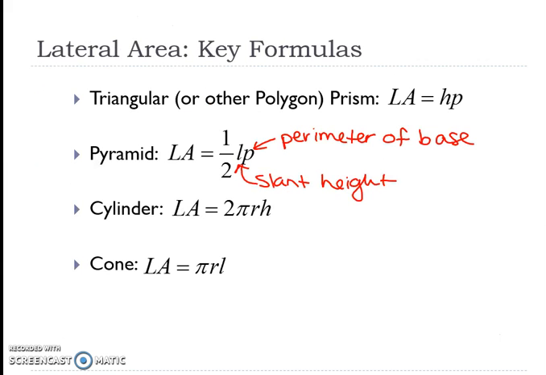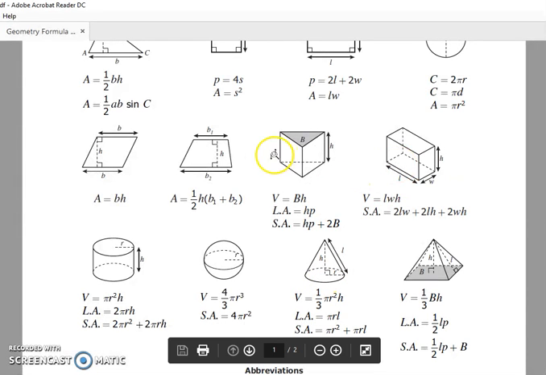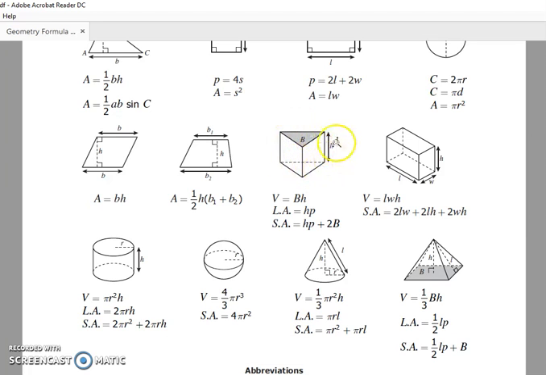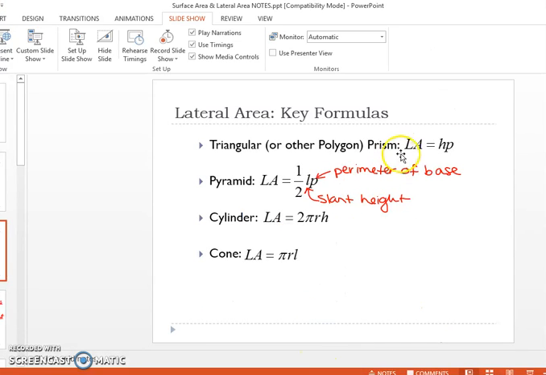So let's look at the key formulas, which is what you have on the formula sheet. Triangular or other polygon prism. When you have a prism, which is looking like this, these are prisms here. This one is a triangular prism or any other prism. This is a rectangular prism. Prisms have rectangles all around. So if you have those, the lateral area is height times perimeter.